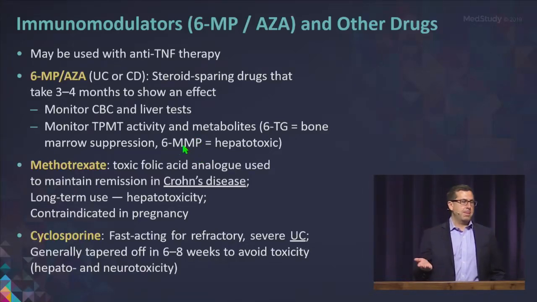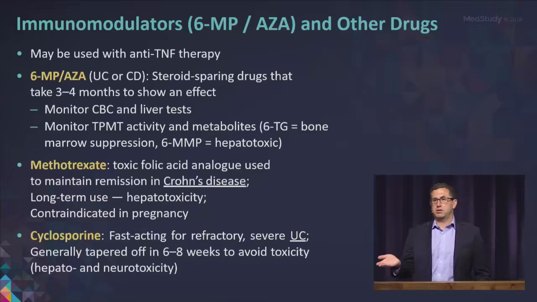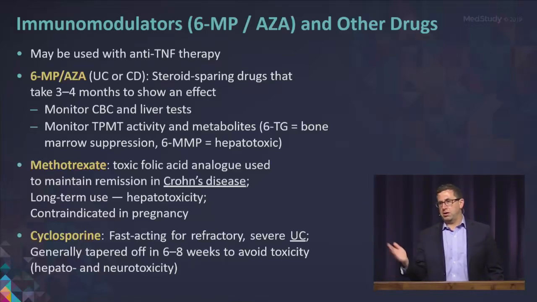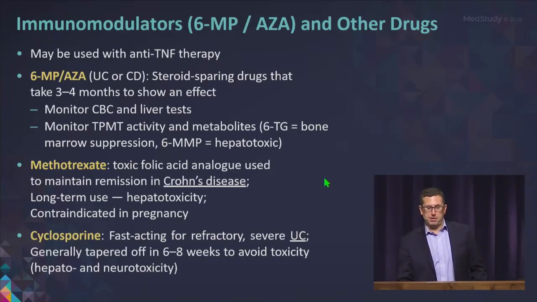We actually have panels where we could easily order these metabolites. So if you have somebody on one of these medications and their liver tests shoot up, or the white blood cell count drops, then you could order the metabolites to see what you're dealing with.